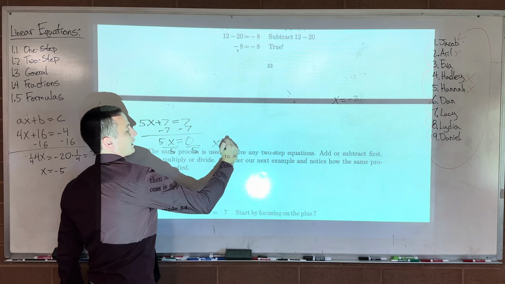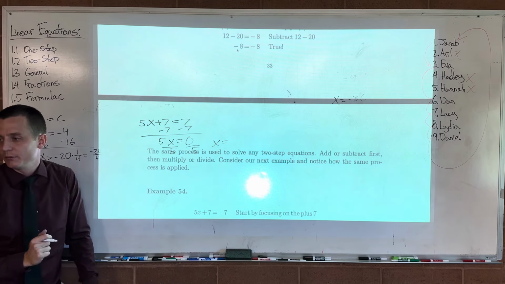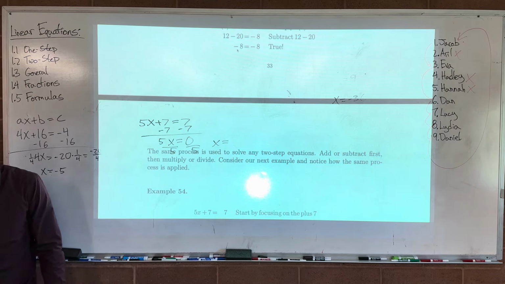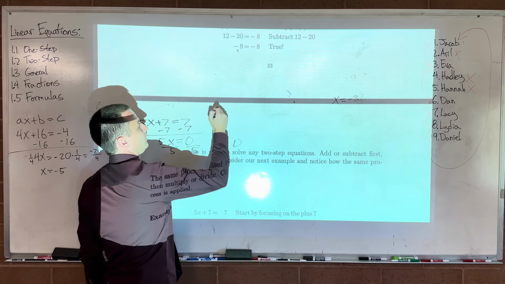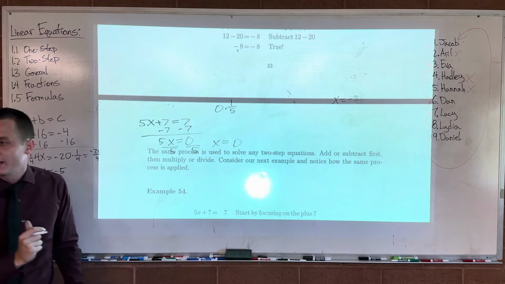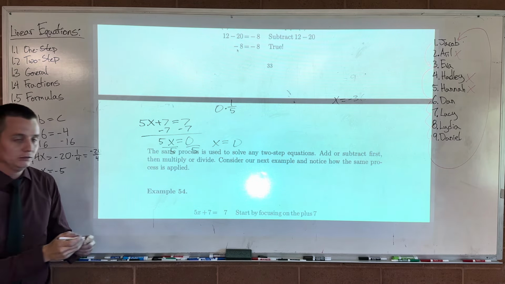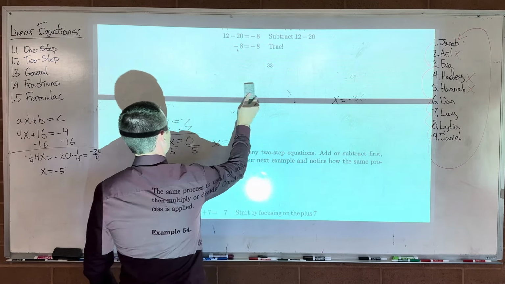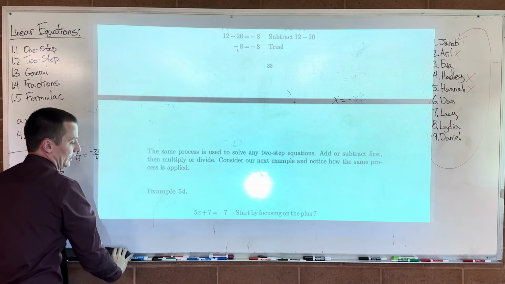And we get x is equal to what? 0. 0 divided by 5 is 0. Remember, 0 divided by 5 is the same thing as 0 times 1/5. Right. 0 times anything is 0. All right. So in that case, we got x equals 0.